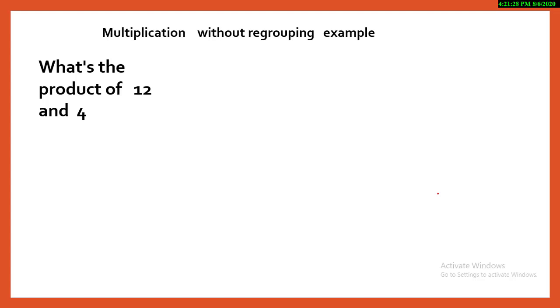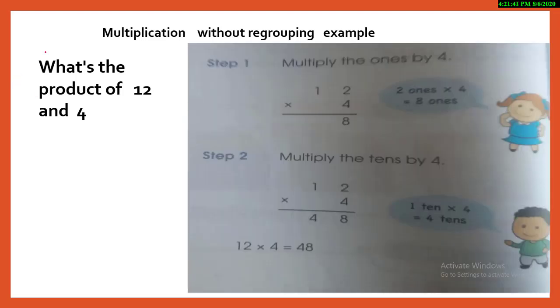Okay, let's solve this example. What's the product of 4 and 12? This is very easy. Product always shows a multiplication sign. So how are you going to solve it? This is explained again step by step, but when you solve it, you will solve it in one single step. What they tell you is to multiply ones by 4.